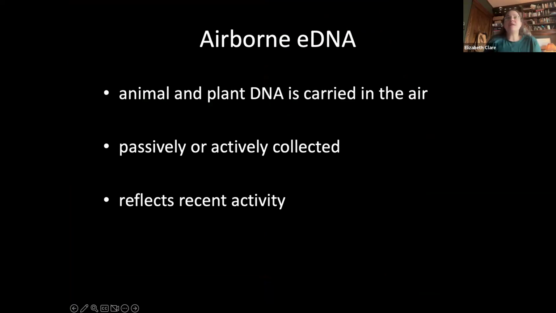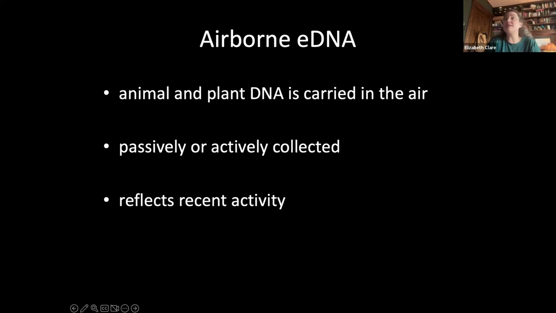So we know that animal DNA and plant DNA are carried in the air. You can collect them through things like dust collectors that spun around in Texas, or we can actively collect it through these little handheld vacuums that we can build. And it's reflecting recent activity. It's giving us accurate information about who's who and where they are in the landscape.